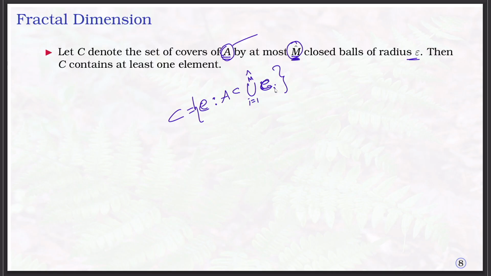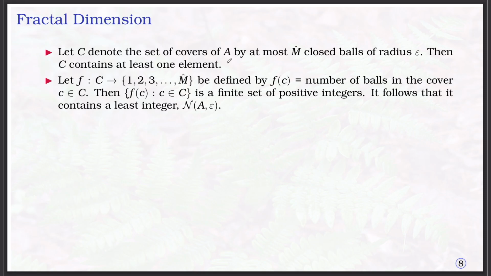So, if you are taking C1, C2, C3, up to C m bar number of closed balls, and you take the union, it covers A. Each such collection I can call C. Then C contains at least one element, because there exists a trivial open cover. If you are taking any compact set A, the existence of a non-trivial cover is very trivial.